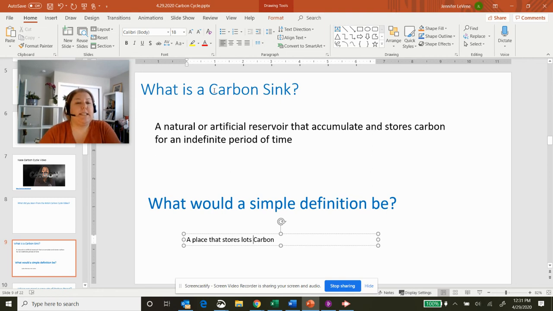Okay, so different carbon sinks are the ocean, which is the biggest, the atmosphere, the lithosphere, so in rocks, fossil fuels, forests, so rainforests, regular forests. So those are all carbon sinks. They hold tons of carbon. So like I said, the ocean is the largest carbon sink.